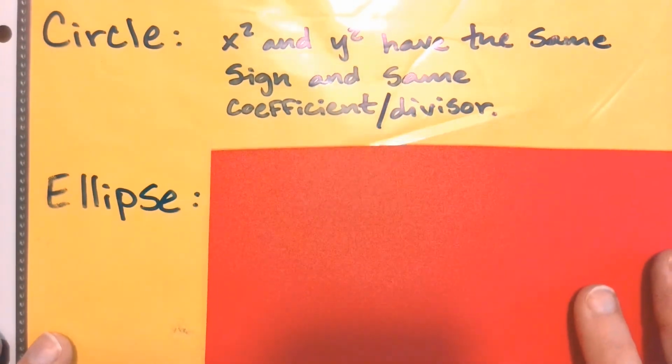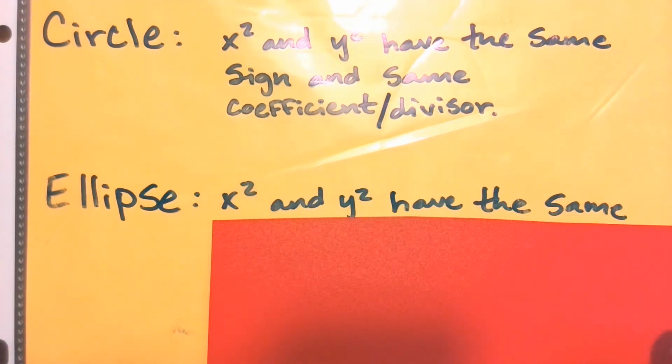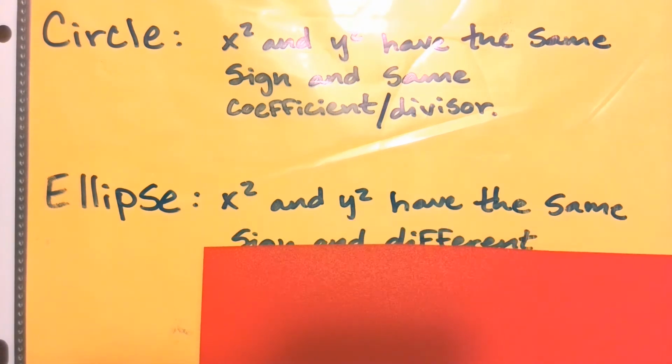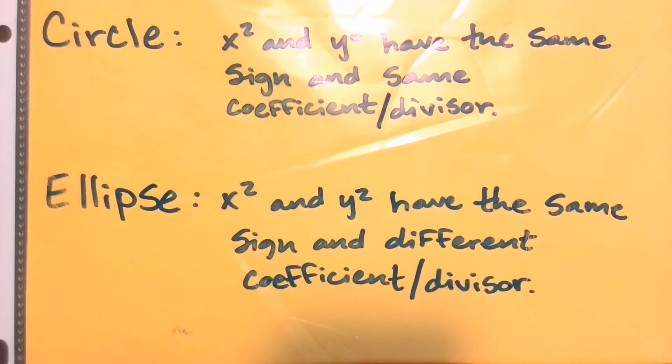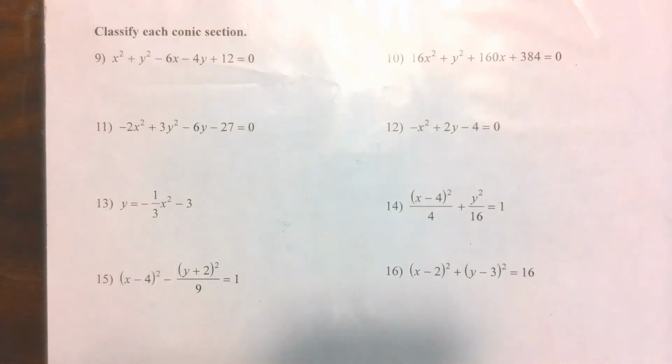And then our last one, the ellipse, we've got an x squared and a y squared. They do have the same sign, just like in the circle, but they're going to have a different coefficient or a different divisor. So for each one of these, we're going to classify what kind of conic section it is.